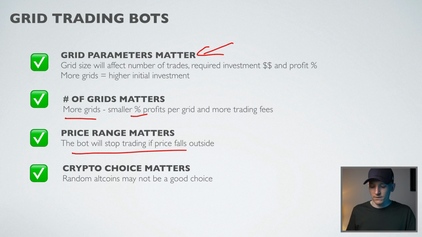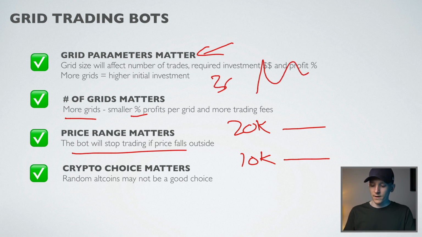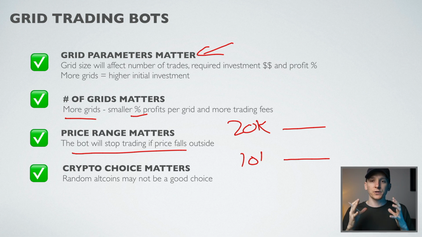Price range also matters. If you tell it to trade between 20,000 and 10,000 Bitcoin, and Bitcoin's trading up here at 30K, you are not trading any of this, right? And so you have to make sure that you manage the bot so that it is only trading, or mostly trading, in the range that you set. Because if it's trading above or below, the bot basically stops trading and stops earning any potential yields out of the market.